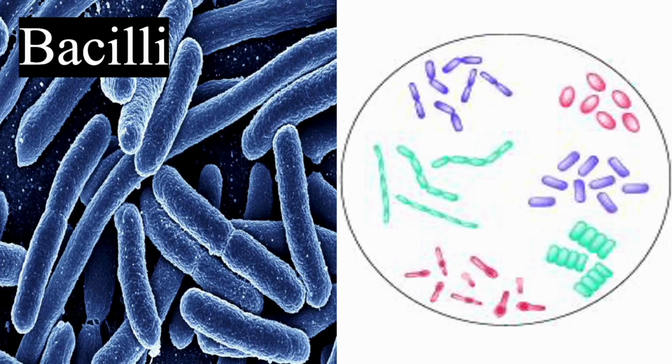Bacilli, or the singular form, if there was just one, would be known as bacillus. These bacteria are rod-shaped. They could be short and thick, resembling a pill, or long and thin. Bacilli can also be found alone, in pairs, or in chains.